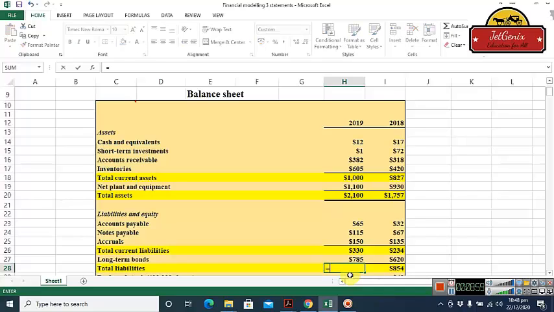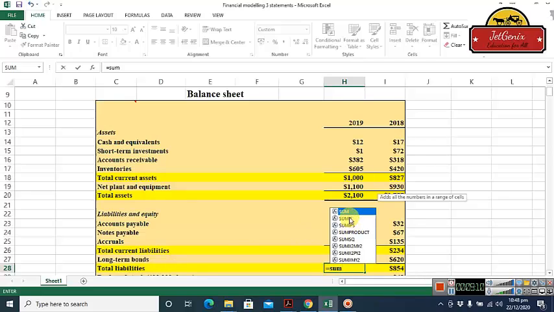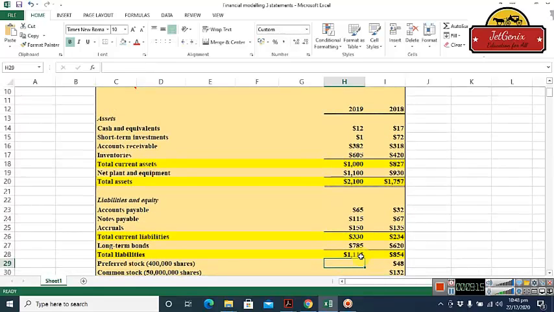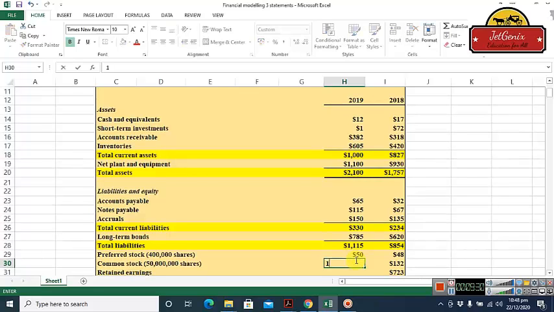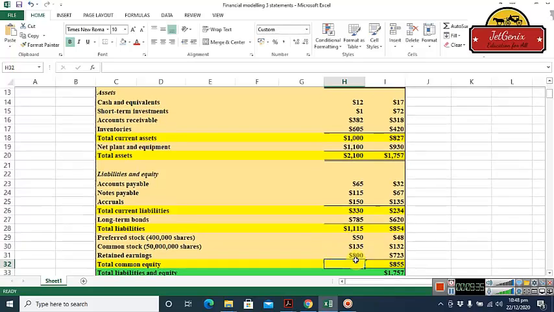So what is the total liabilities? The total liabilities are equivalent to current liabilities and long-term liabilities. So I'm going to sum only the two things, that is current and long-term liabilities, and just press enter. So after this we have total liabilities of 1115 million in 2019. Now we are going to add the preferred stock, let's say that is 50 million, and the common stock is 135 million, and the retained earning is 800 million, okay.